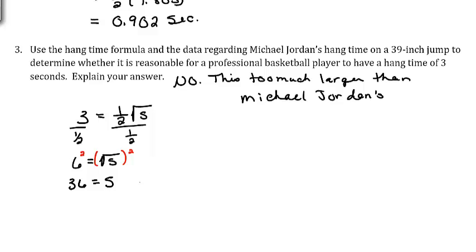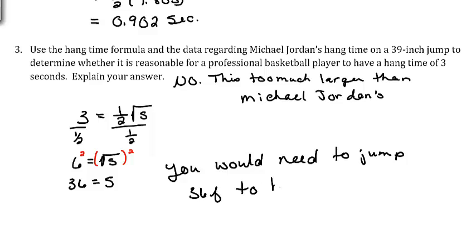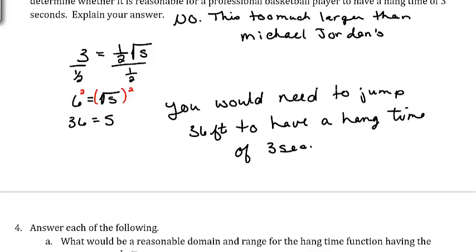And remember, s is in feet, so in order to have a hang time of 3 seconds, you would have to jump 3 feet. Sorry, not 3 feet, 36 feet. So like I said, in order for us to have a hang time of 3 seconds, we would have to jump 36 feet, and there's no way that a human could jump 36 feet. So that would be impossible.